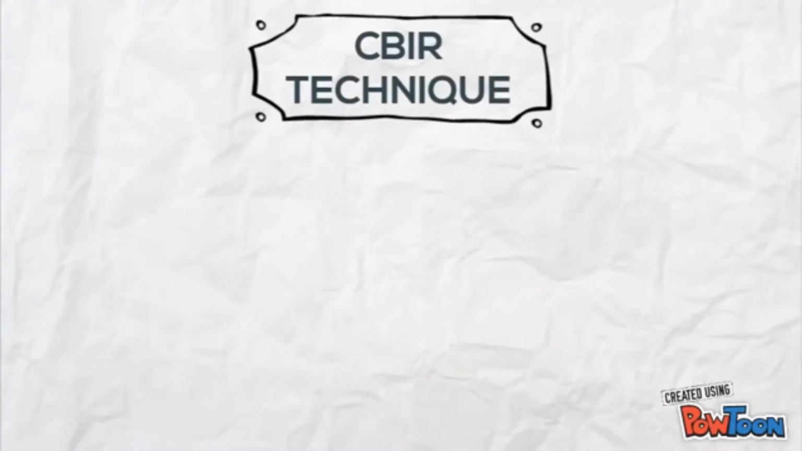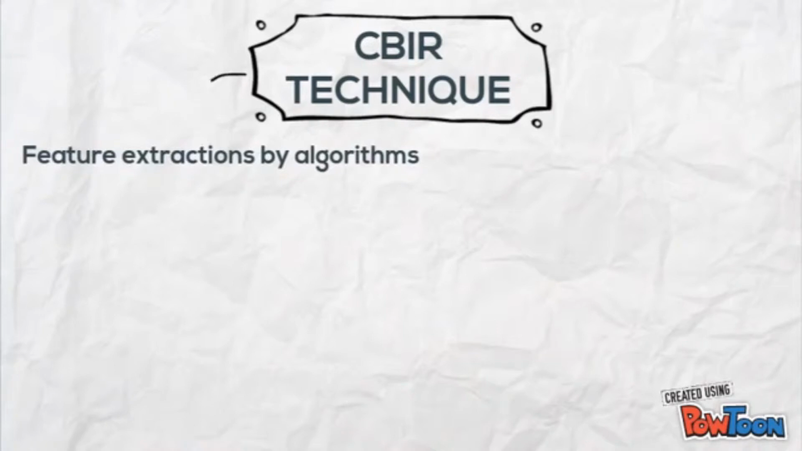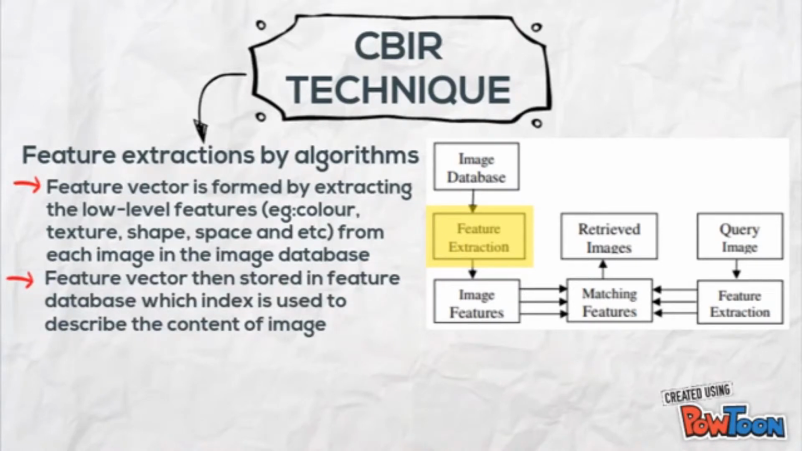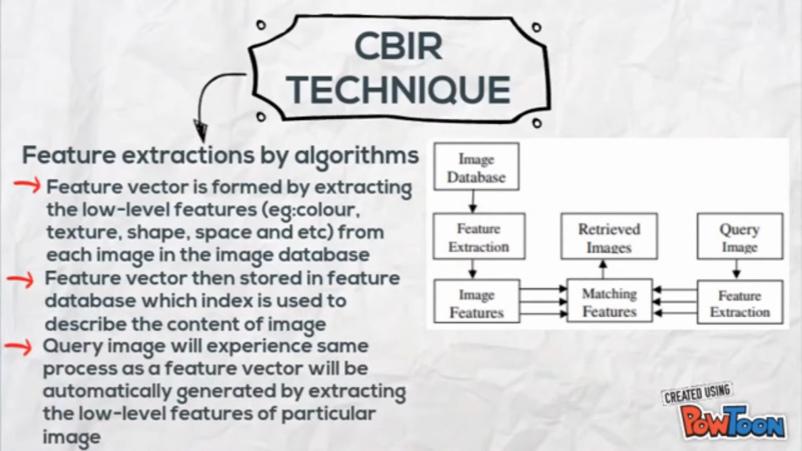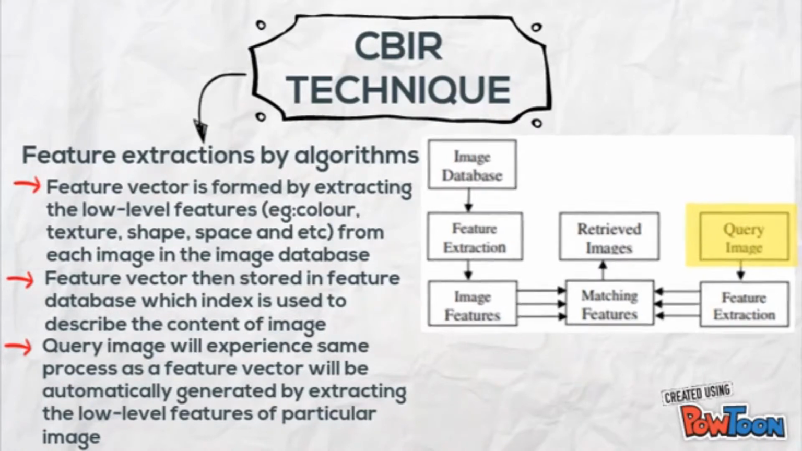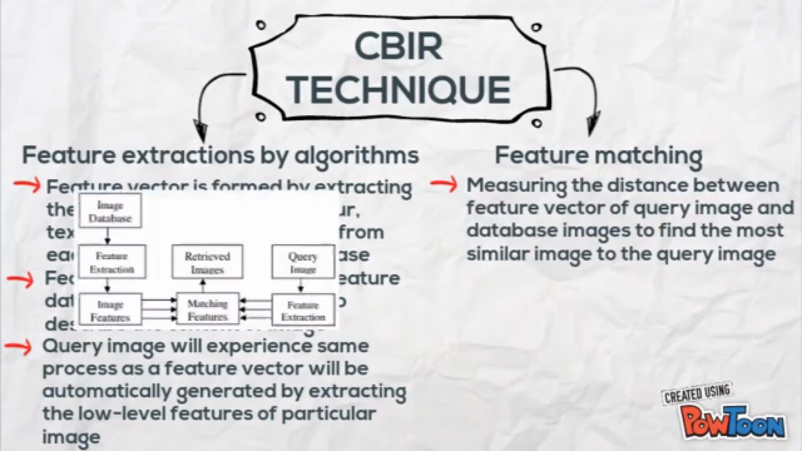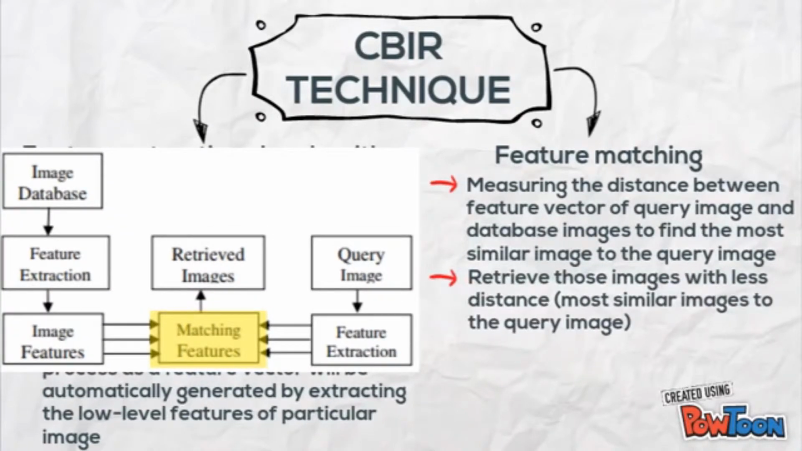There are two steps of the CBIR technique. The first step is feature abstraction by algorithms. A feature vector is formed by abstracting low-level features from each image in the image database. Then, the feature vector is stored in the feature database, whose index is used to describe the content of the image. During query time, the query image's feature vector is generated by extracting low-level features of the particular image. The second step is feature matching. In this step, the distance between the feature vector of the query image and the database images is measured to retrieve only those images with less distance. The criteria for similarity measurement are normally based on what features have been extracted.